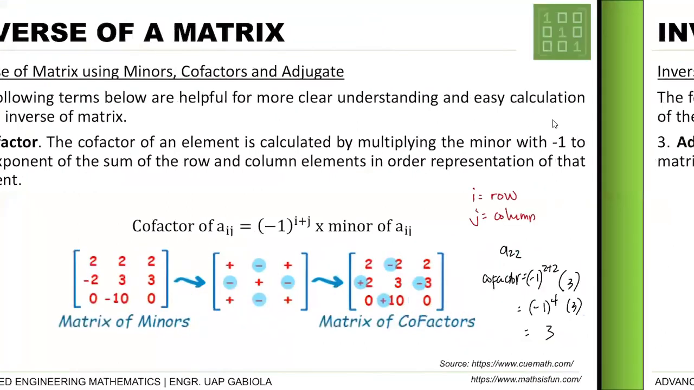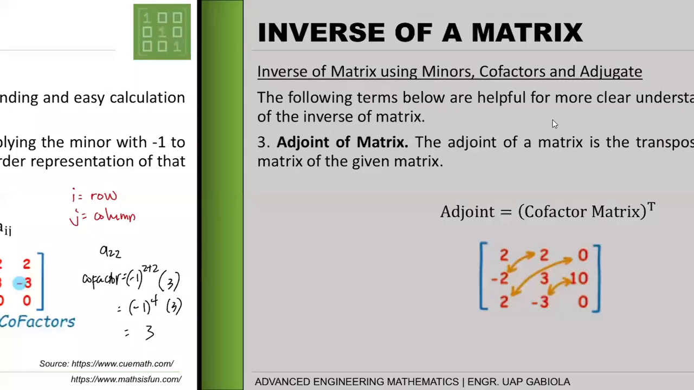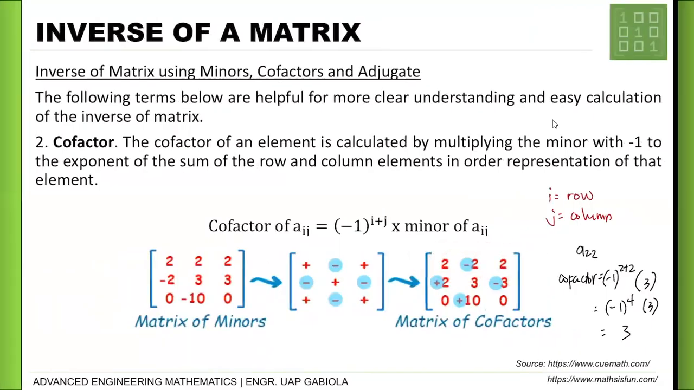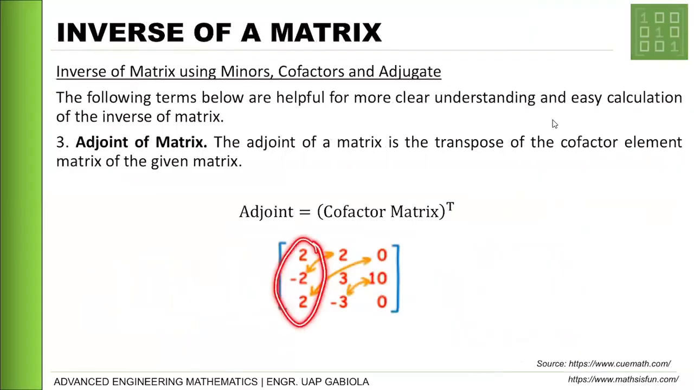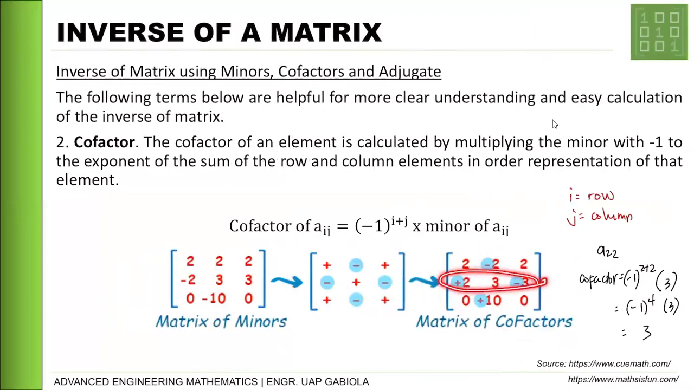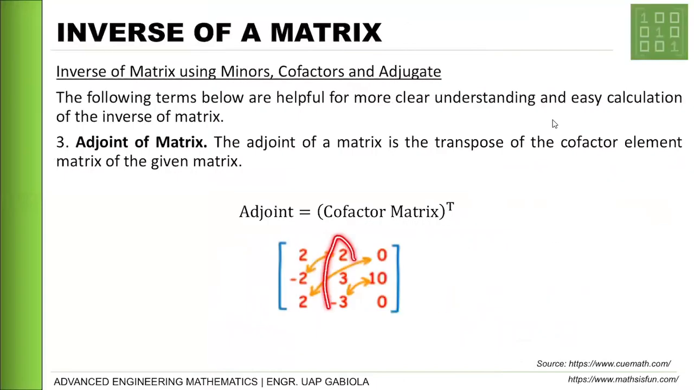Okay? So, ito yun. Yung, ito, 2, 2, magiging siyang pababa na. 2, -2, 2. Okay? Ito, 2, 3, -3, magiging na siyang 2, 3, -3. So, nag-interchange lang yung kanyang position. Yun na yung transpose natin.